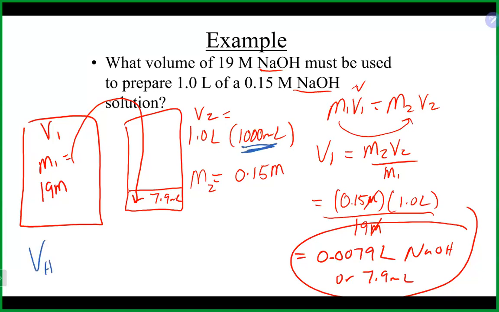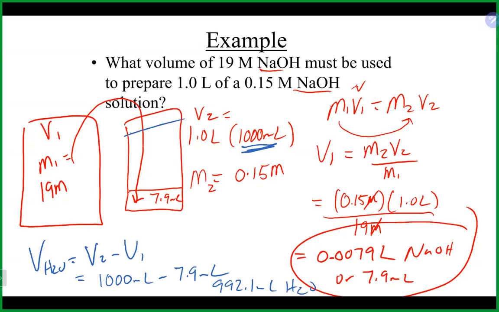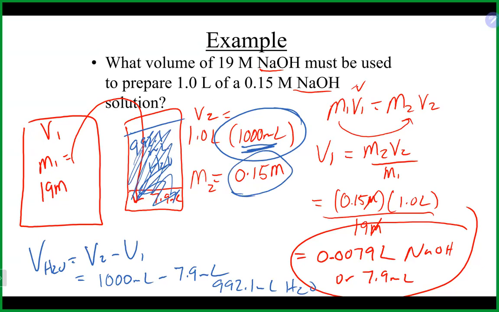So again, to figure out how much water, we could take our V2 minus our V1. So this would be 1,000, I'm just going to do it in milliliters, minus 7.9 milliliters, going to get us about 992.1 milliliters of water. So to that 7.9 that I already put in there, I would need to put 992.1 milliliters of water. That would give me a total volume of 1 liter, or 1,000 milliliters. And at that point, if you mix it up really good, you should have a solution that's sitting there at 0.15 molar. Any questions on how to make that solution there?